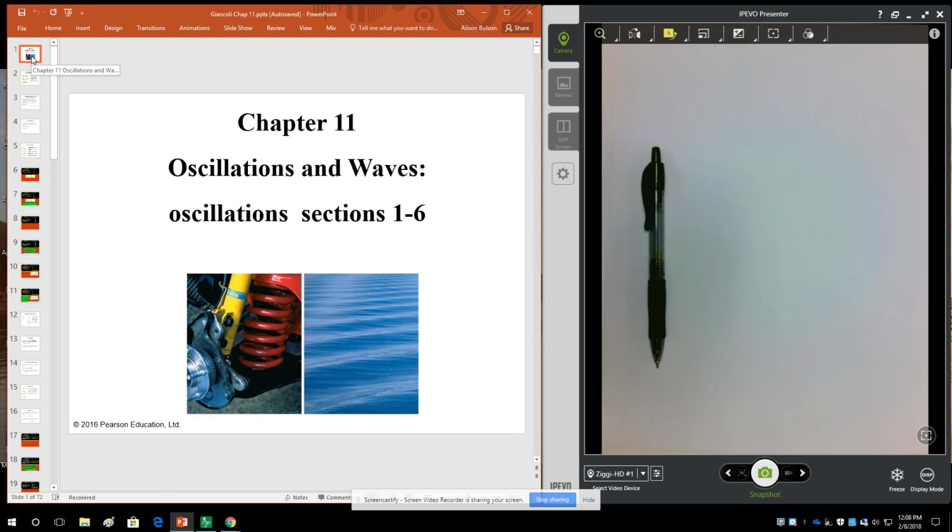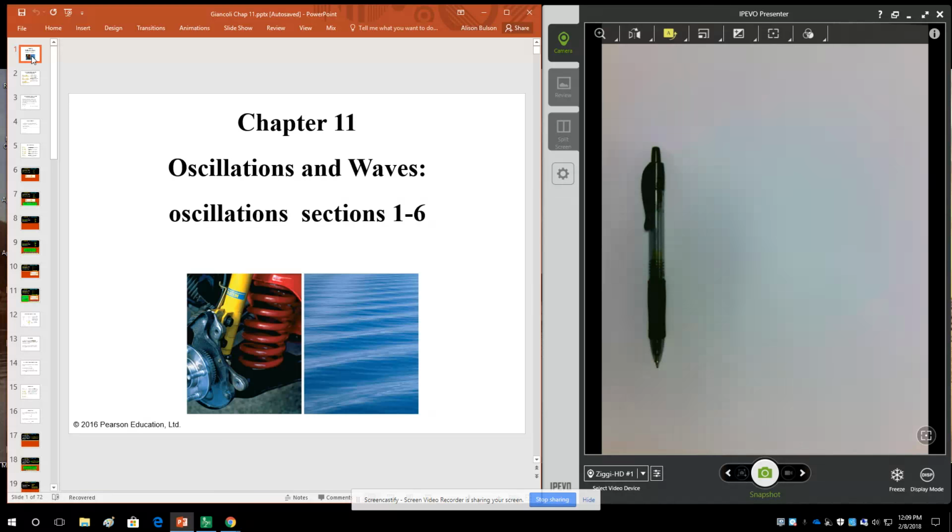Hello, AP students. This is going to be the first in a series of lectures about oscillations and then waves. We'll begin with simple harmonic motion as applied to masses on springs and uniform circular motion. This is chapter 11 of the Giancoli textbook.